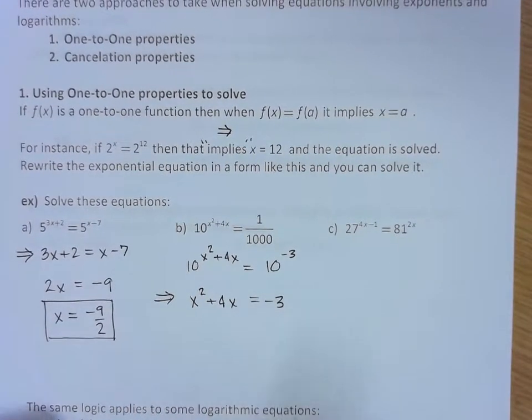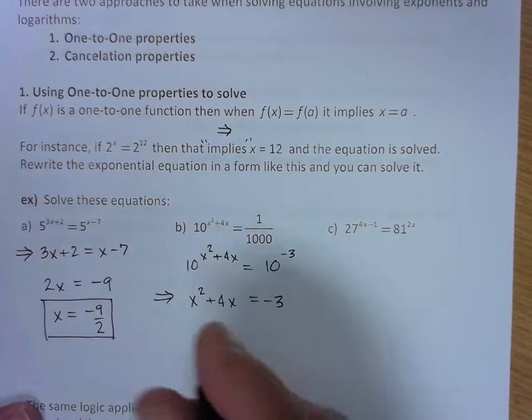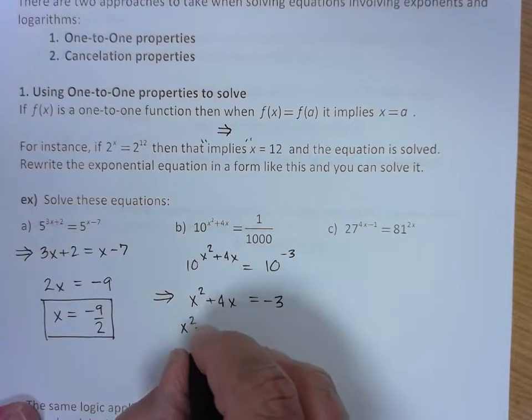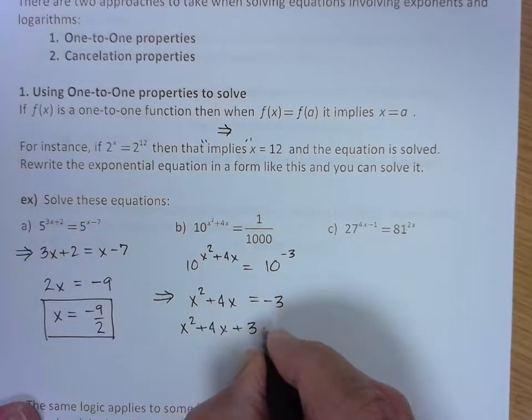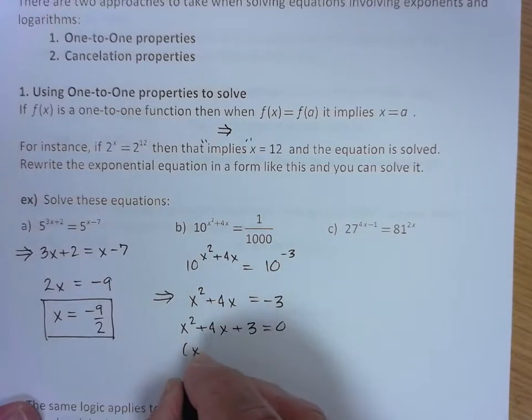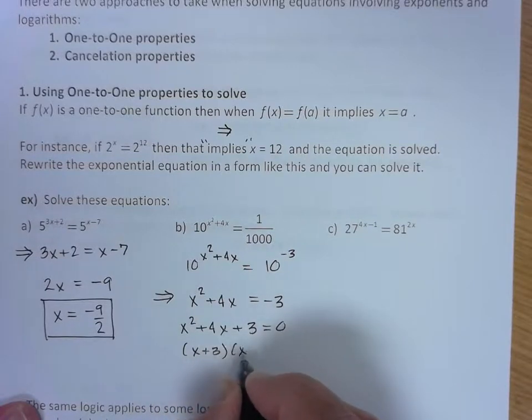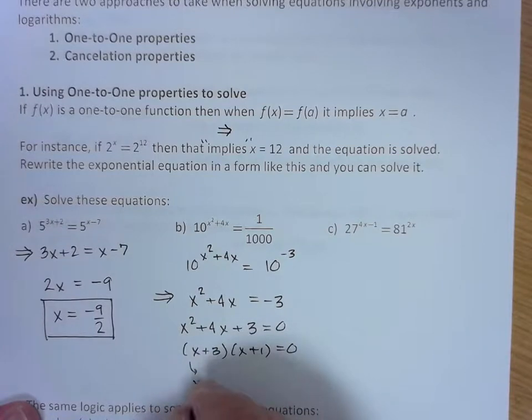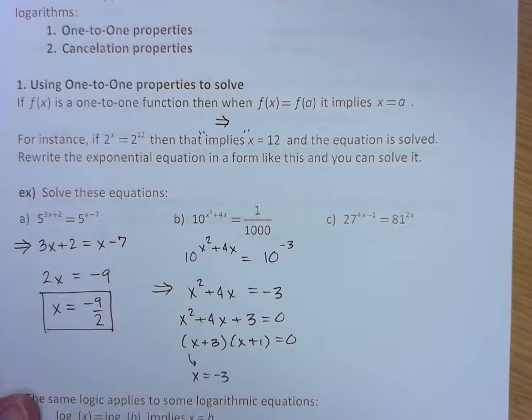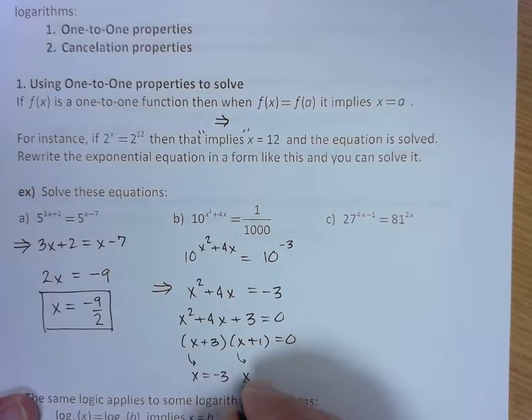And so in this case, the resulting equation is quadratic. X squared plus 4x equals negative 3. So this one is probably best solved by factoring. Add 3 to the left. We'll factor using trial and error. X plus 3 times x plus 1. So you get two solutions. X equals negative 3 and x equals negative 1.